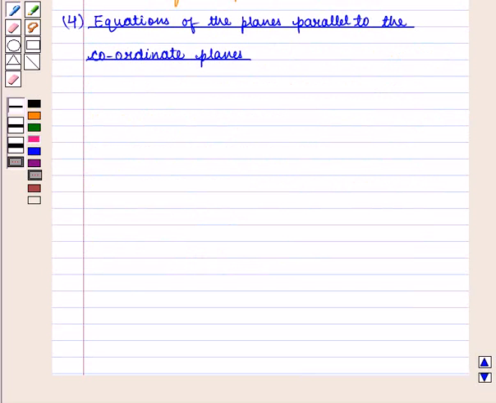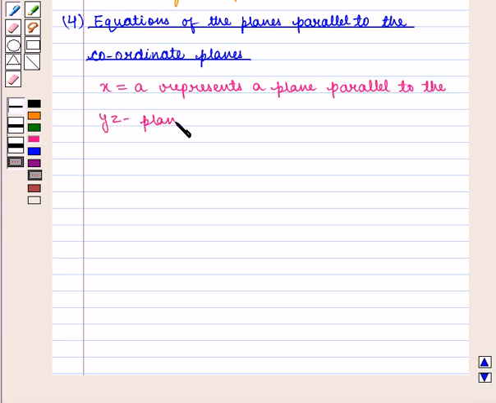Now we shall discuss equations of the planes parallel to the coordinate planes. The coordinate planes are XY plane, YZ plane and XZ plane. Now X is equal to A represents a plane parallel to the YZ plane and is at a distance A from it.